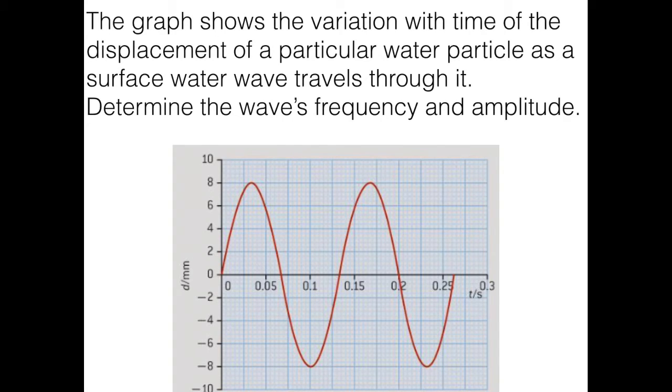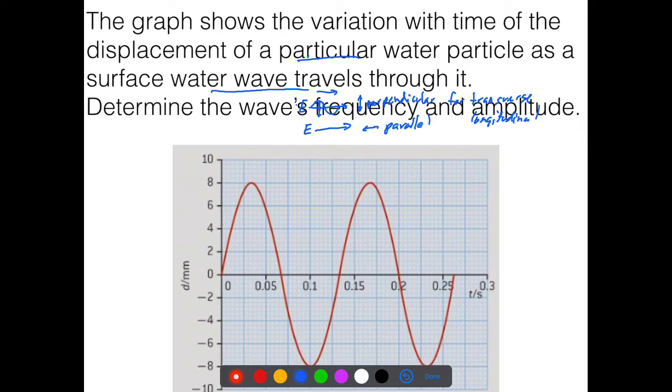All right, let's look at another situation. The graph, same situation, new question. The graph shows the variation with time of the displacement of a particular water particle as a surface water wave travels through it. Determine the wave's frequency and amplitude. After our last example, that should be pretty straightforward. Sorry, I don't know why all that stuff keeps showing up. We'll get rid of it right here.